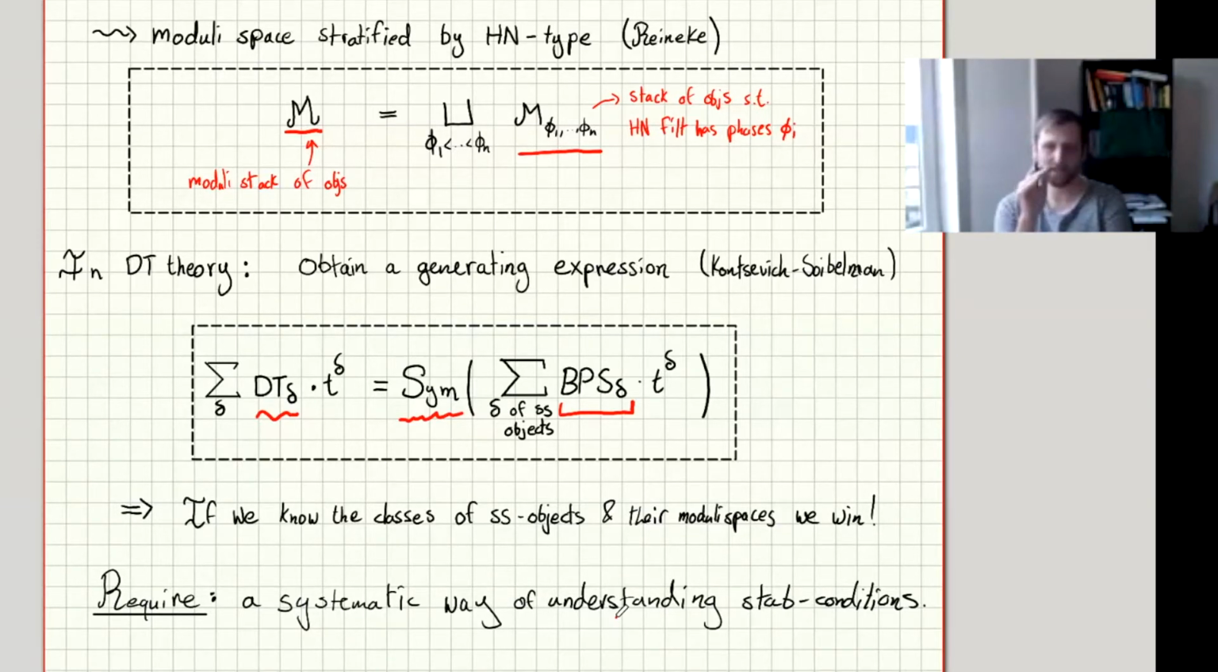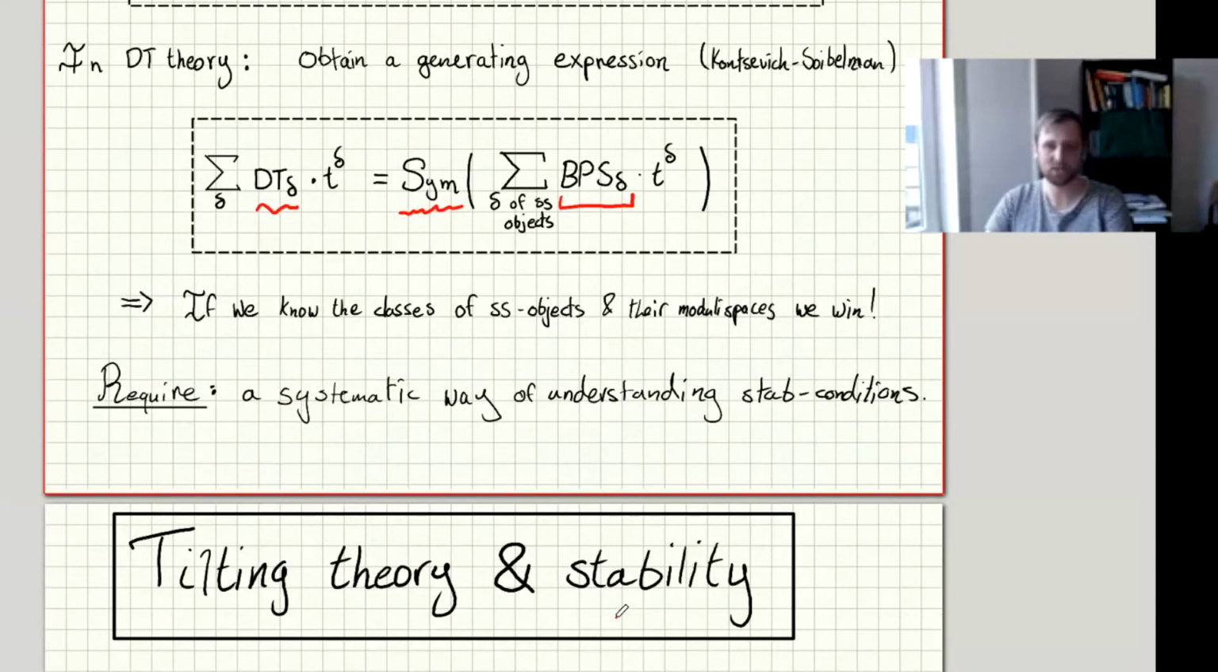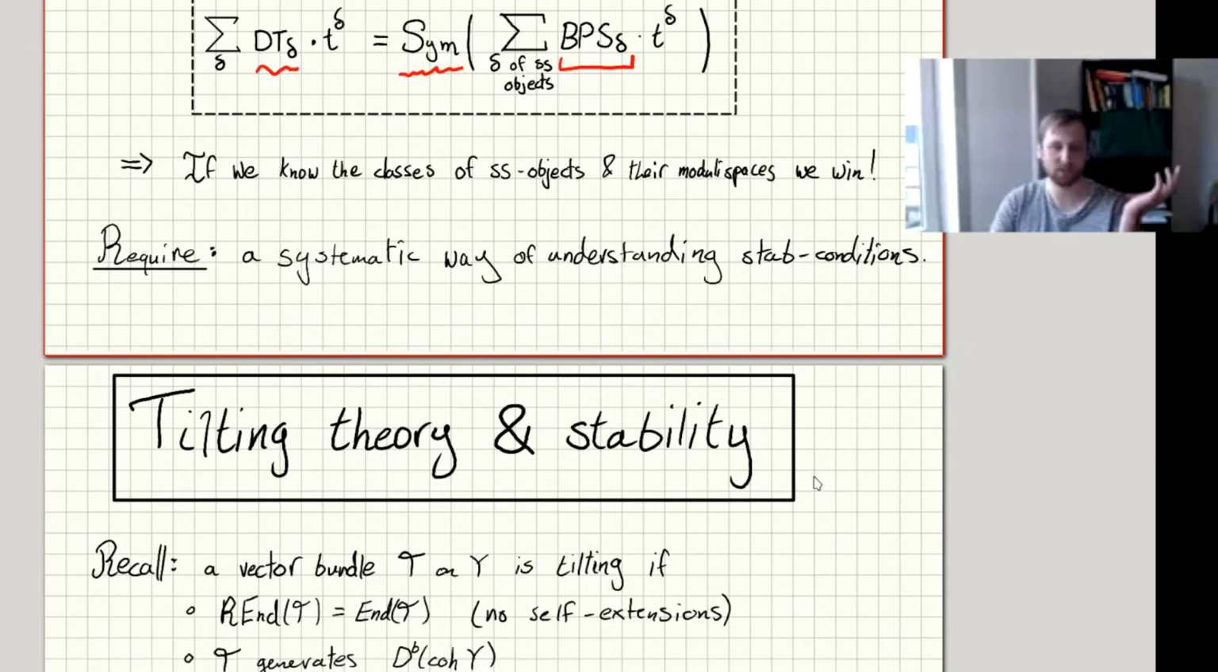Right. And that's where we start doing tilting theory. So tilting theory is a way of systematically understanding what these stability conditions will be.